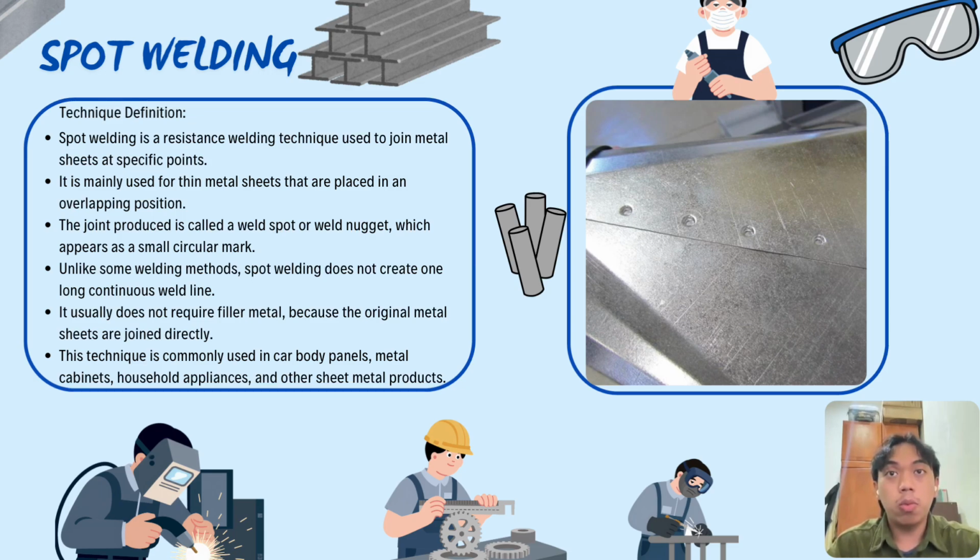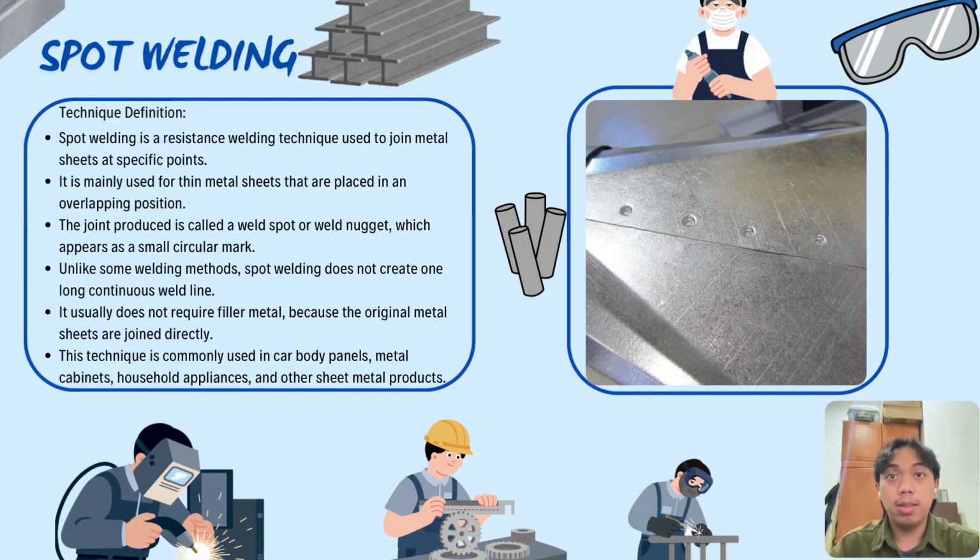And it is called spot welding because the joint is not made along the whole surface or along one whole line. Instead, the joint is made only at small selected points. These points are called weld spots. And as shown in the picture, the output of spot welding usually looks like a small circular mark on the metal surface. This mark shows the position where the metal sheets have been joined together.